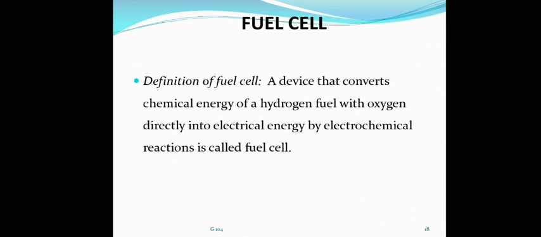Okay. So now I'll go to another type of battery, that is called a fuel cell. What is this fuel cell? Let us see. A fuel cell is a device that converts chemical energy of hydrogen fuel with oxygen directly into electrical energy. A device that converts chemical energy of a fuel into electrical energy by electrochemical reaction is called a fuel cell.